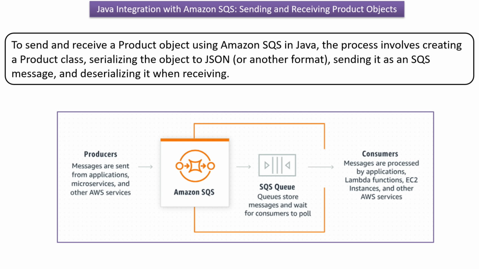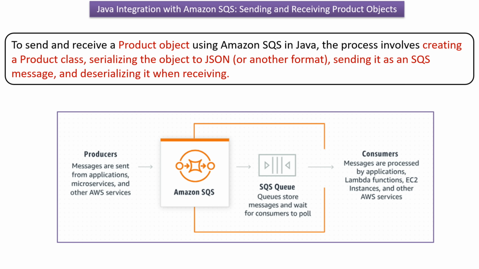In this video tutorial, I will explain Java integration with Amazon SQS and how to send and receive product objects. Here you can see the SQS queue. The queue is used to store the messages. We will write the producer, which will send a product object to the SQS queue, and we will write the consumer, which will consume the product object and process it.